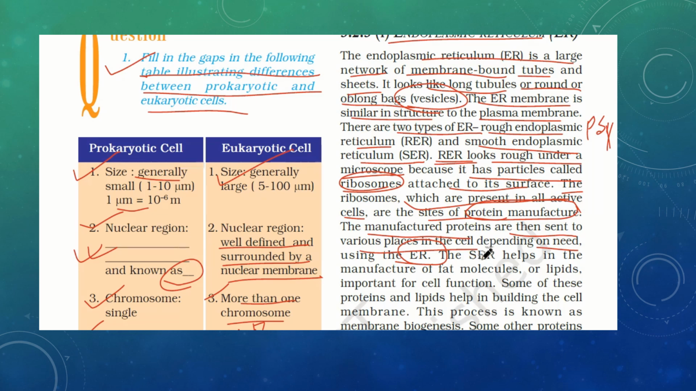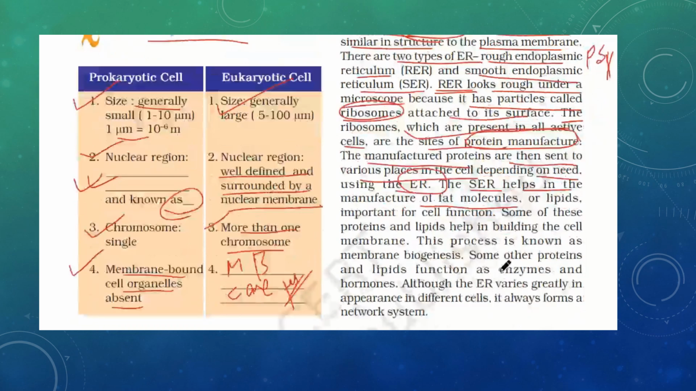Now the smooth endoplasmic reticulum helps in the manufacture of fat molecules or lipid molecules, right? It is important for that function of the cell. Some of these proteins and lipids help in building the cell membrane also. We have told earlier when we discussed the plasma membrane that it is made up of both proteins and lipids. So these lipids which are formed in the smooth endoplasmic reticulum help in building the membrane also. This is known as membrane biogenesis.